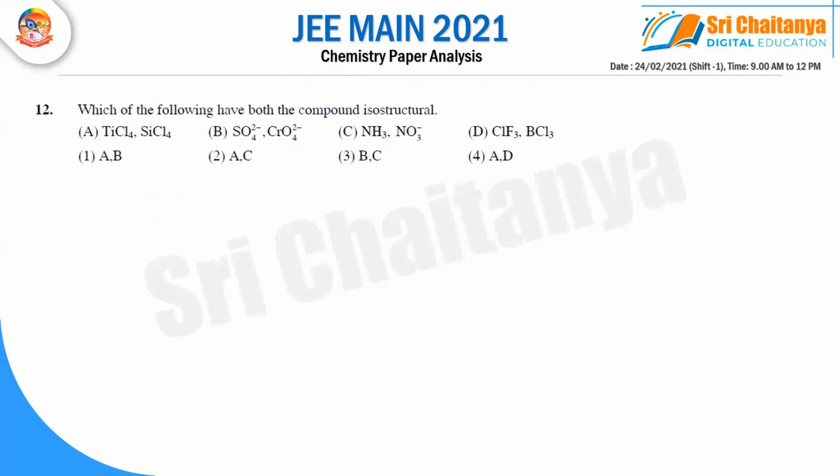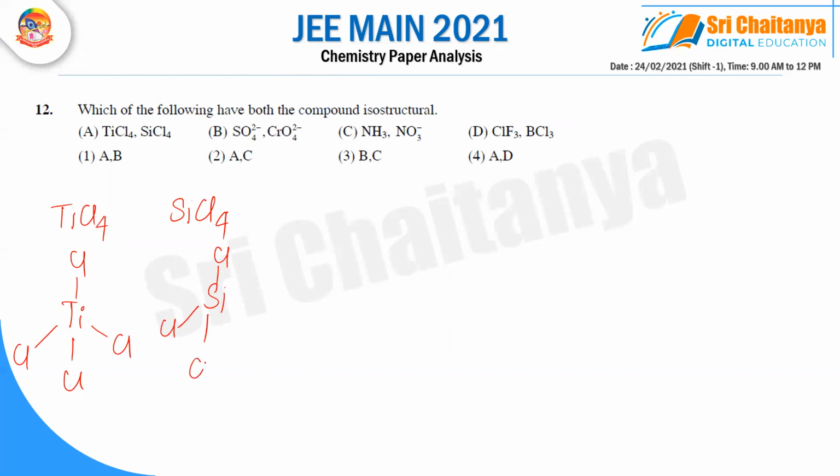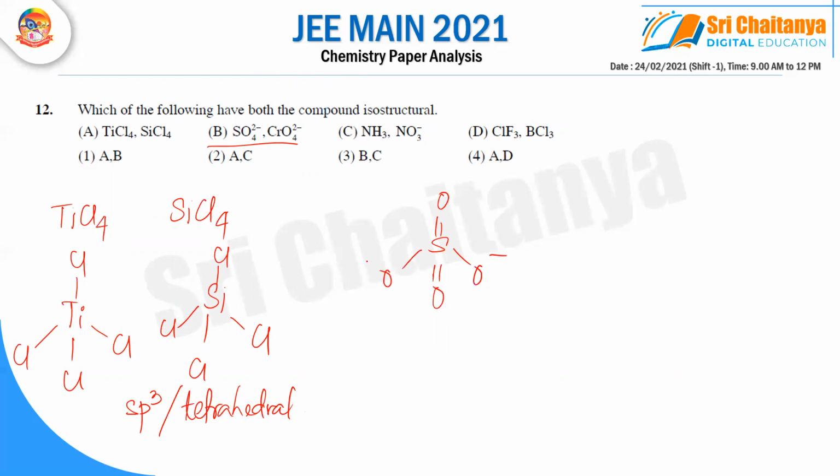In the next set of questions, we have isostructural. Isostructural refers to being the same structure. So if I talk about TiCl4 and SiCl4, of course, they are having the same structure, sp3 tetrahedral geometry. Here also, SiCl4 is the same. This is sp3 tetrahedral, right? So that means the structures are same. At the same time, we have this option B, which we see like this. So they are also having the same structure, that is tetrahedral.